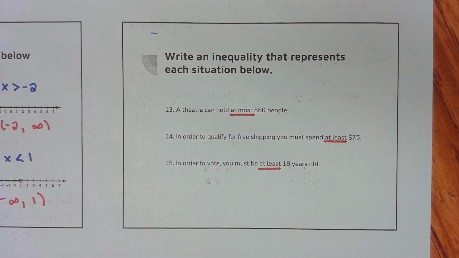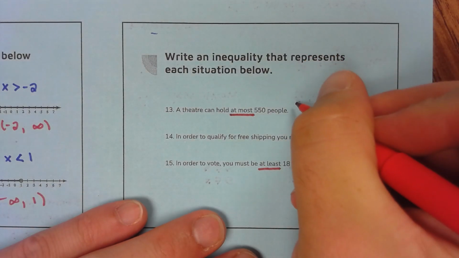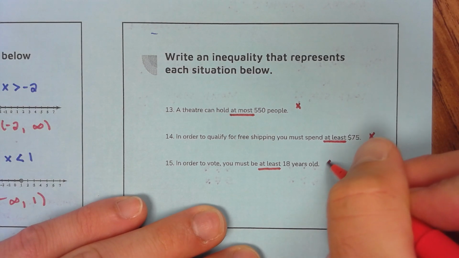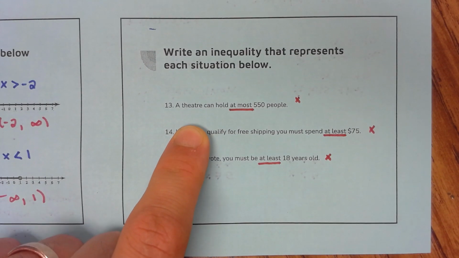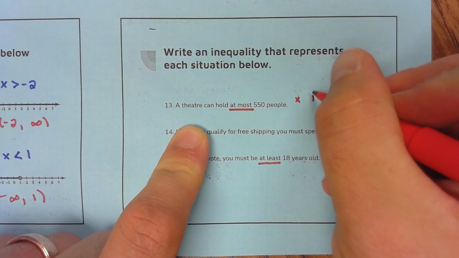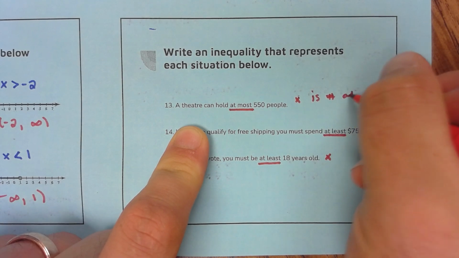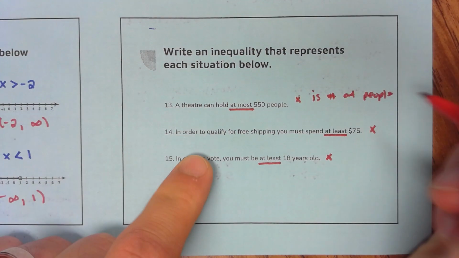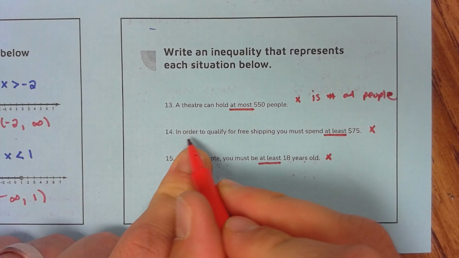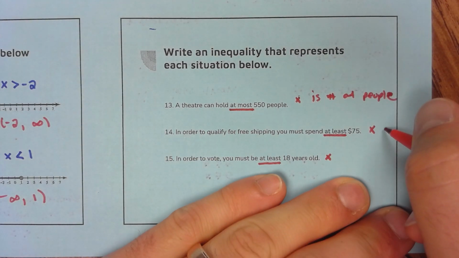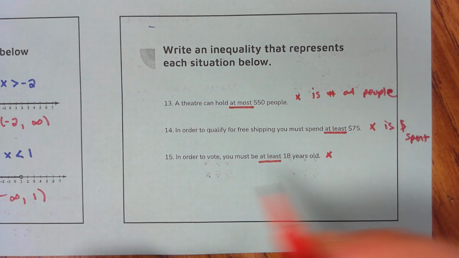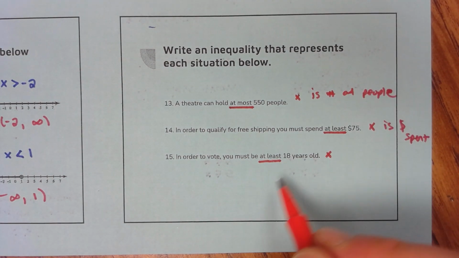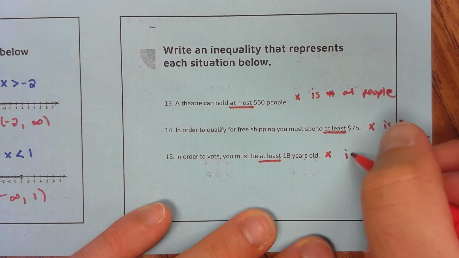Now, with sentences or word problems, which we're going to do a bunch of as we progress through our curriculum, I'm going to always have us define our variable. What is the part that is changing here? What's changing for 13 is the number of people. In 14, what's changing is how much we spend, so x is money spent. And in 15, when we're thinking about when we can vote, that's going to be our age, so x is the age.